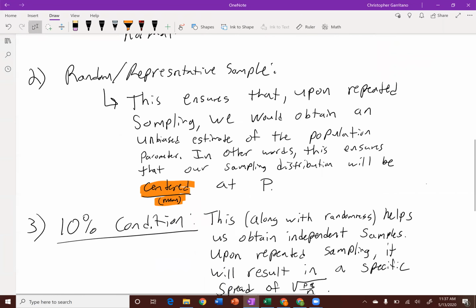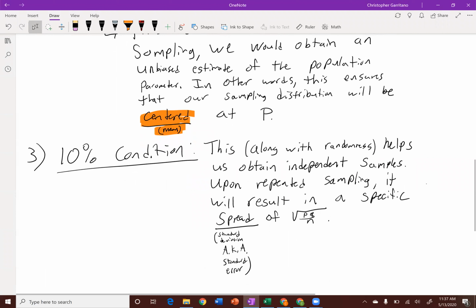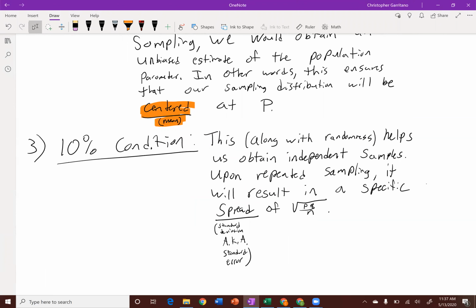All right. And finally, the 10% condition. This condition, along with randomness, because of course, if we were to use some sort of convenience sample, then we can't guarantee independence based on a convenience sample. But if we have a random sample along with this 10% condition, which says that our sample is no more than 10% of the overall population, this allows us to obtain independent samples.